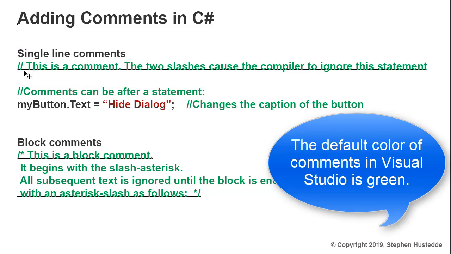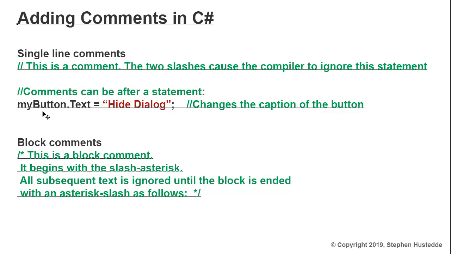You can also put that comment after your line of code. So in this case, I've got a comment after my line of code where I'm changing the text of the button to hide dialog, and I put a comment there that this changes the caption of the button. Now again, once it sees those 2 slashes, it ignores everything after that. So you can't put this in front. It has to come after your code that you want to have compiled.